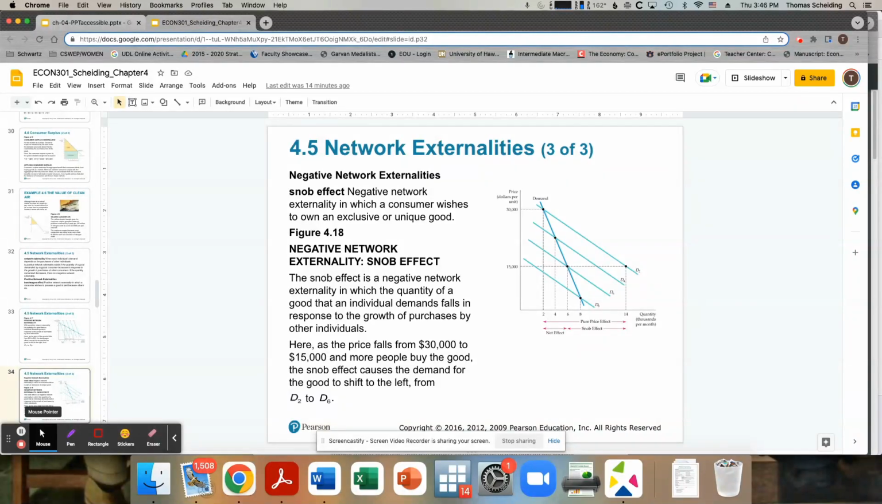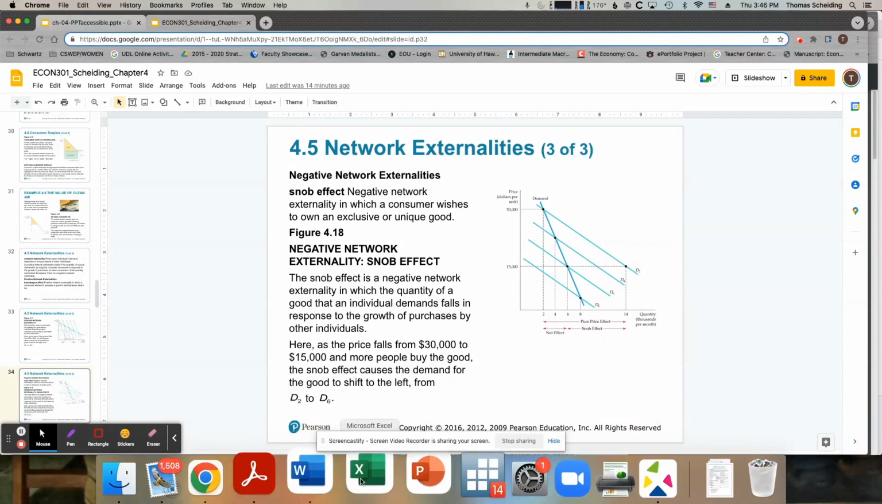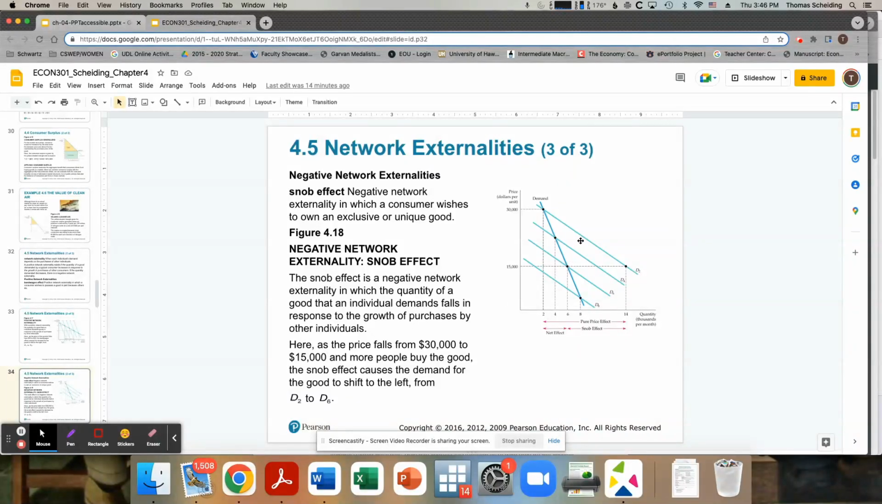Now, it works in the opposite direction as well. And here we're saying that the demand curves are still downward sloping, but now the externality is negative, so that as the number of users increases, fewer people are buying them.